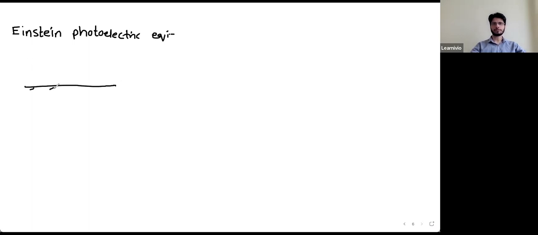After this, we have Einstein's photoelectric equation. So this is Einstein's photoelectric equation. Like if you have a metal surface, this is your electron. Work function of the electron is phi naught, its work function.